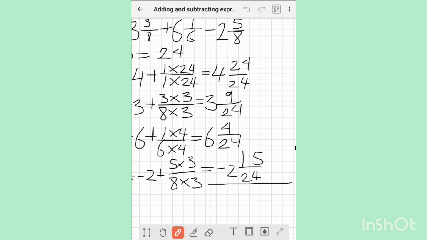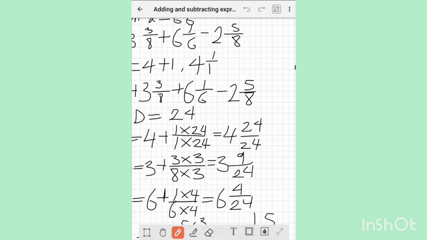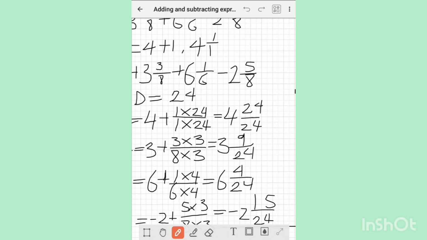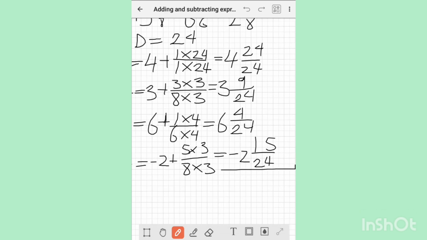Here I have 4 plus 3 plus 6. 4 plus 3 is 7. 7 plus 6 is 13. Then I subtract 2 from 13, so that will be 11 whole.